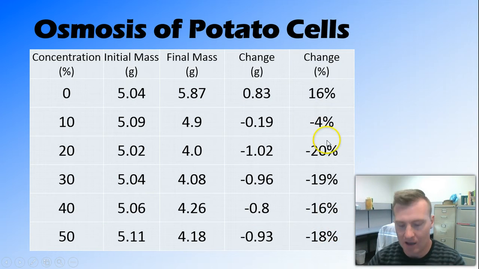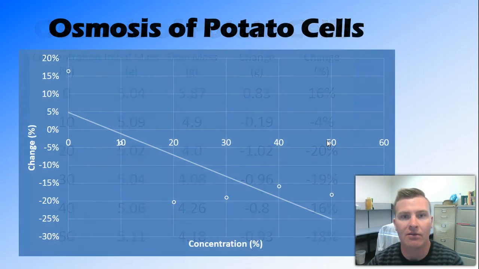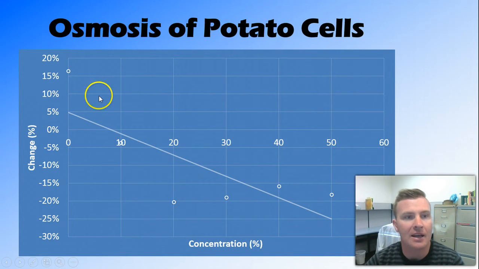Now you can see, actually I'll put it into a graph to make it a bit clearer. You can see that we had a very clear trend for these first couple. So that was about 17% increase. We've got a 4% decrease and a 20% decrease for those first three solutions. The solutions after that, 30, 40, 50, tend to then flatten out.